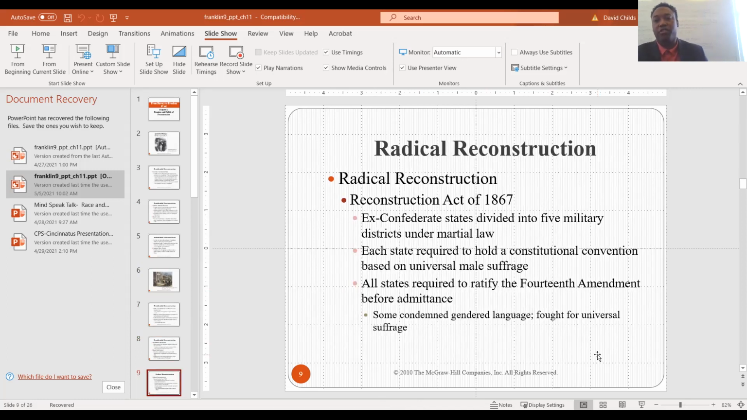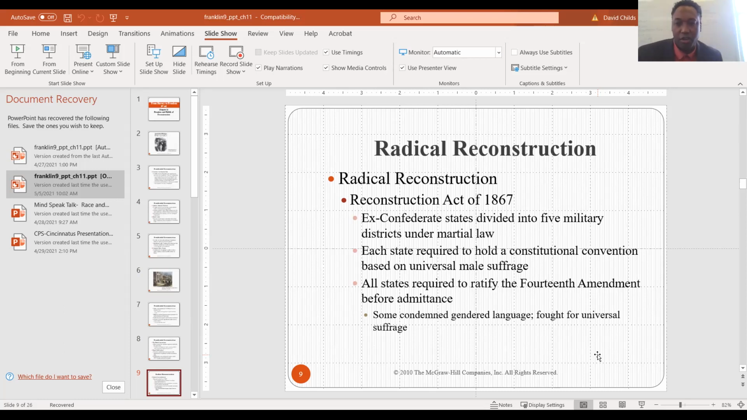Right, in 1867, you had radical Reconstruction, the Reconstruction Act of 1867. The ex-Confederate states divided into 5 military districts under martial law. So they put the Confederate states into districts instead of there being states. Right after the Civil War, people were concerned that they would rebel. So the president and Congress sent military down there to police them.